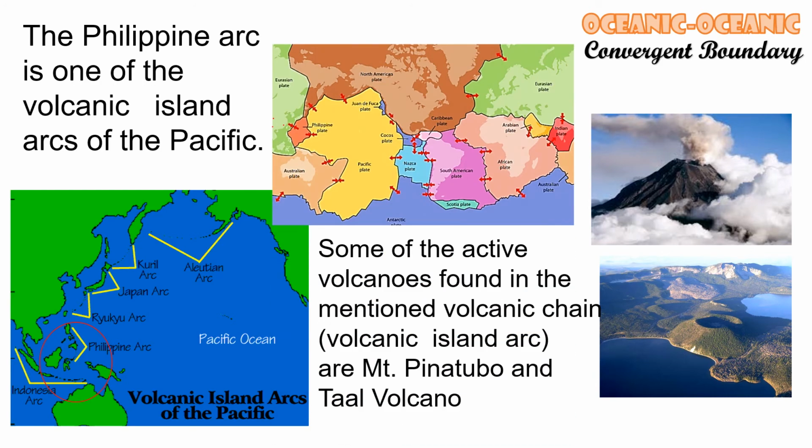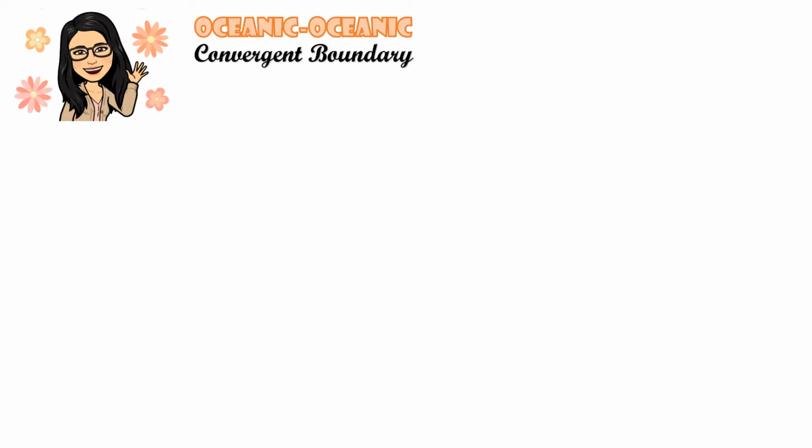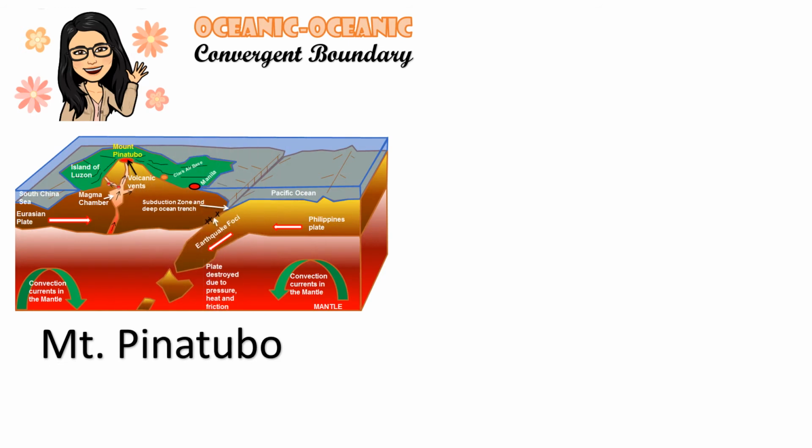Let us try to locate the plates that gave rise to the volcanic island arc of the Philippines. So we have here the Philippine plate and the Eurasian plate. Notice that the type of plates converging here is an oceanic plate. These are examples of oceanic convergent boundary as mentioned a while ago.